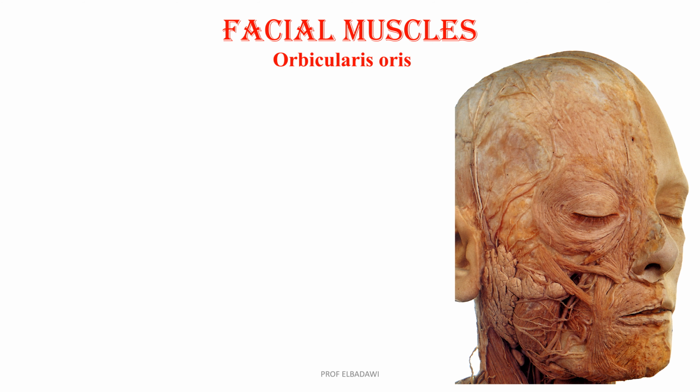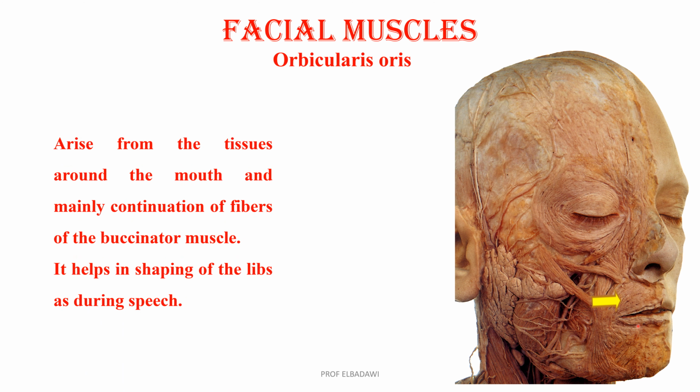The third one is the orbicularis oris muscle. This muscle is here around the mouth orifice in the upper and the lower lips. That muscle arises from the tissue around the mouth, and most of its fibers come from the buccinator muscle, a continuation of the buccinator which passes to the upper and the lower lips. It helps in shaping the lips as during speech. That is the orbicularis oris.